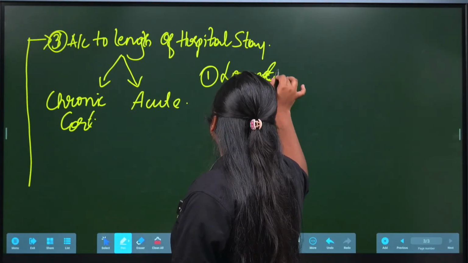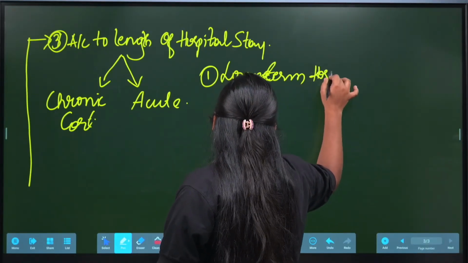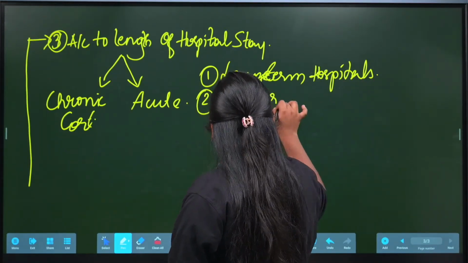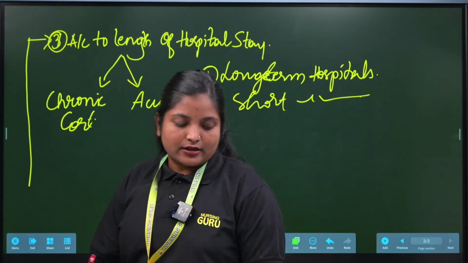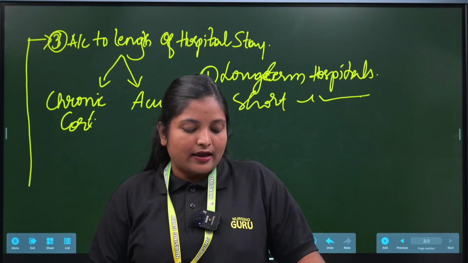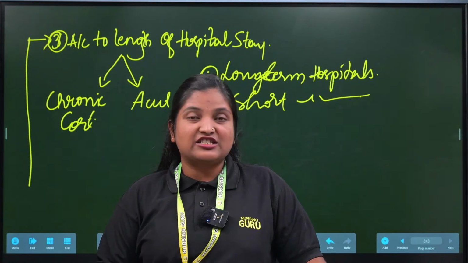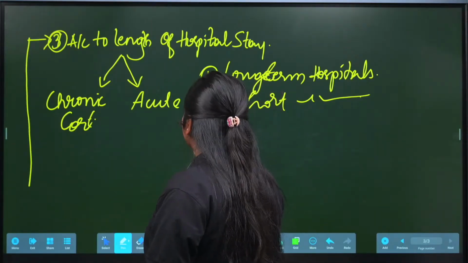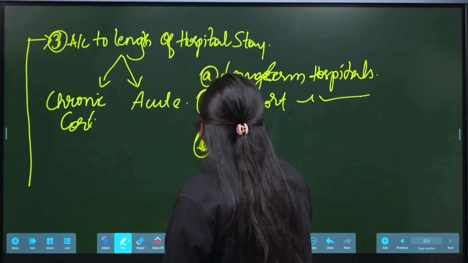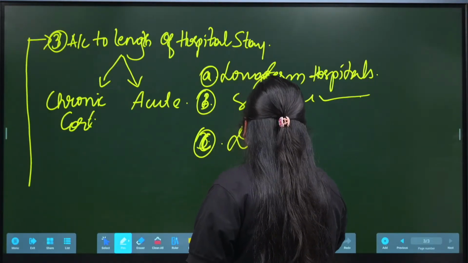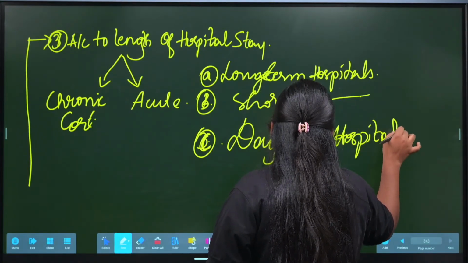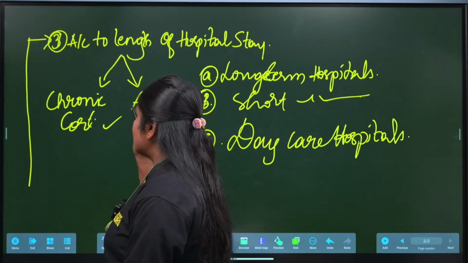Under this, the first one is long term hospital. The second one is short term hospitals, also called acute care hospitals. The third one is daycare hospitals. You can label them A, B, C, otherwise you will be confused. First we will discuss chronic care hospitals.